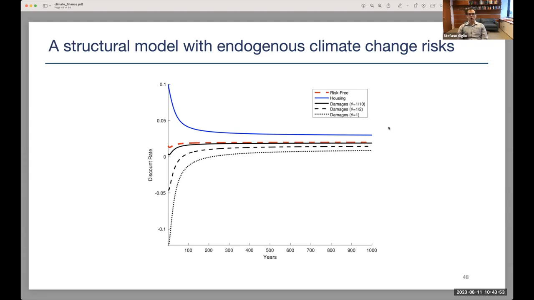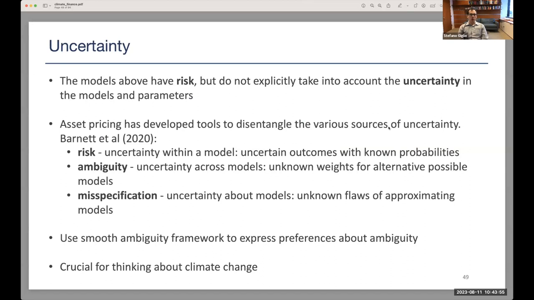Oops. So yes, there was one more thing I wanted to mention, which is that in finance there has been this literature on uncertainty and ambiguity, basically with the typical distinction that risk is the uncertainty I have within a model, right? I have known probabilities of uncertain outcomes. There's ambiguity, which relates to uncertainty across models, in the sense that I have many possibilities and I want to think about different weights across these models, and I have some preferences.